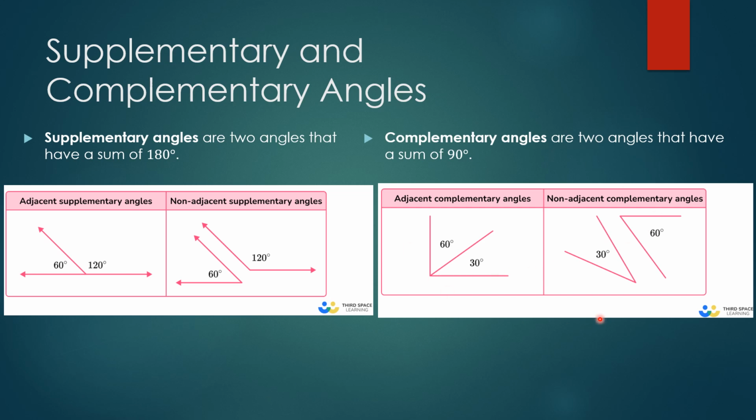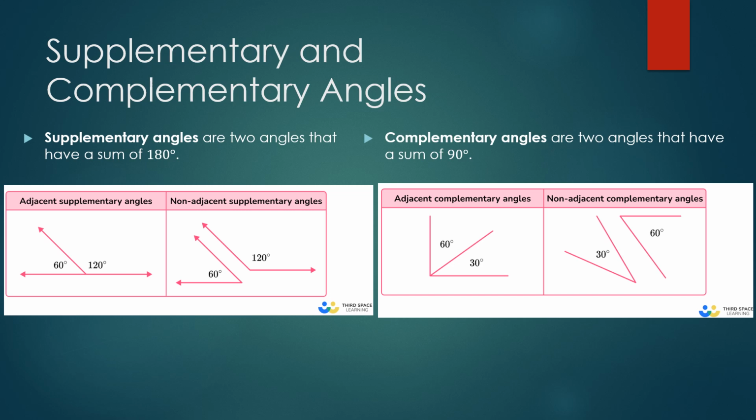With complementary angles, it's the same idea, but instead of 180, it's 90 degrees. They could be either adjacent or not adjacent, but as long as their angle measurements add up to the desired sum, they are considered either supplementary or complementary. So let's do a quick example.